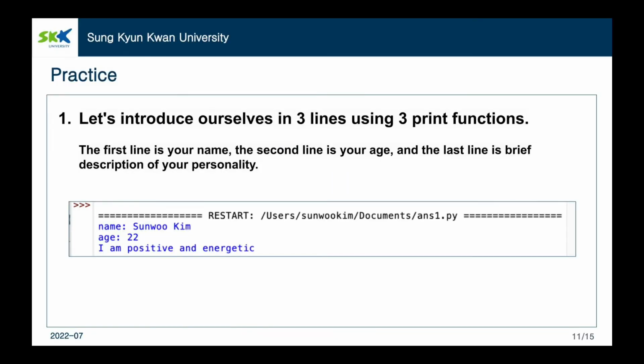Lastly, let's practice with what we learned today. First practice is to introduce ourselves in 3 lines using 3 print functions. The first line is your name, the second line is your age, and the last line is a brief description of your personality.